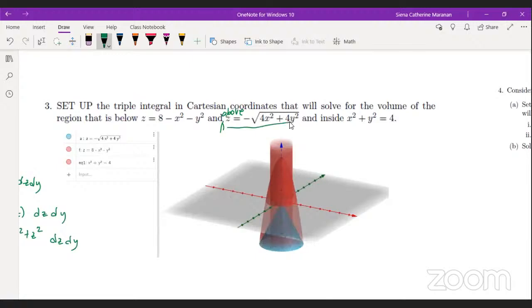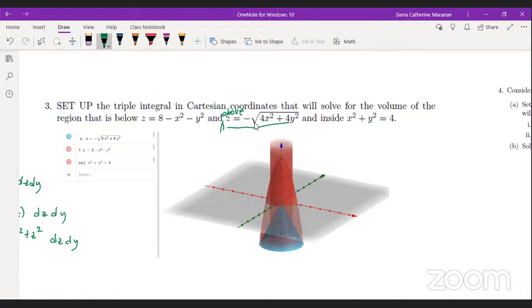Okay, this solid. Okay, so given na tayo dito ng graph ng region natin. Okay, intersections lang ng mga to. So we have, for z equals 8 minus x squared minus y squared, this paraboloid. Ito. Okay, kita po ba natin?